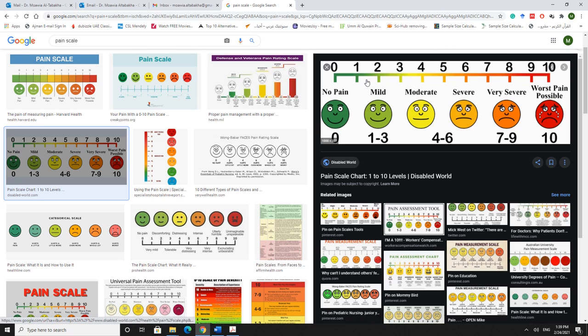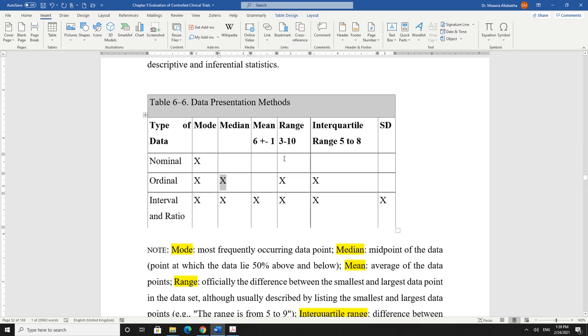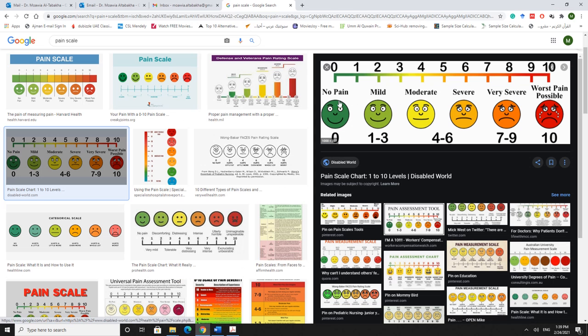But I cannot get the mean, or I should not, to be more accurate, I should not calculate the mean, because mean assumes that the distance between the different categories here are equal, and we do not have something precise to make sure that they are equal. So I cannot have mean. Because I cannot have mean, I cannot have standard deviation. But I can have range. For example, I can say that people ranged from no pain to worst pain, or from 0 to 10, and 25% to 75% were from 2 to 8, for example, or from mild pain to very severe pain.